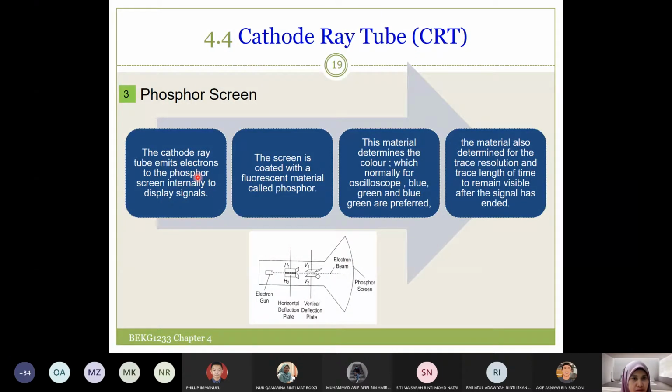The cathode ray tube emits electrons to the phosphor screen internally to display signals. The screen is coated with a fluorescent material called phosphor. This material determines the color, which for an oscilloscope is normally blue, green, or blue-green. So the waveform display on an oscilloscope is usually in blue or green color. The material also determines the trace resolution and the length of time the trace remains visible after the signal has ended.